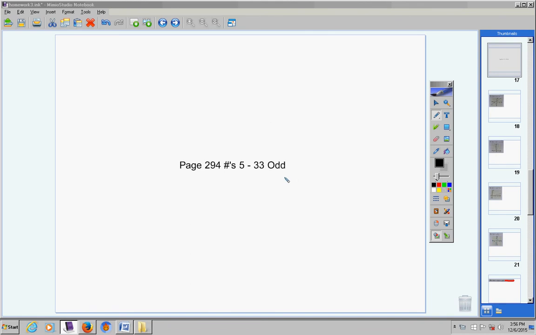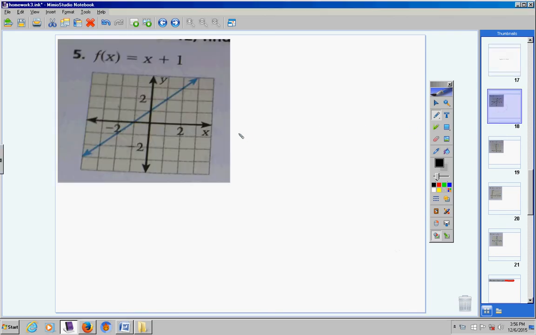Okay, page 294, numbers 5 through 33. Here we go. Okay, numbers 5 through 11. The directions say to find the domain and range of the function. Now, let's take a look at these real quick. Number 5. Okay, now, domain. Domain, of course, is, well, let's draw this down here.